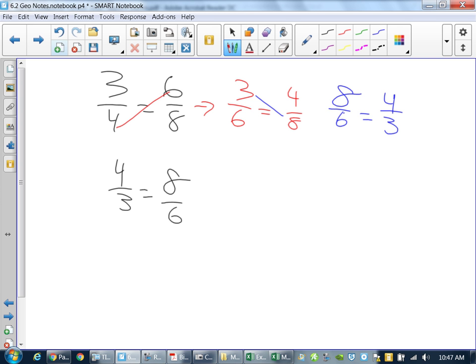Okay? As long as, remember, numbers are jealous. Whatever you do to one side, you have to do to the other. Okay? Flipping something is actually what you call an inverse property.